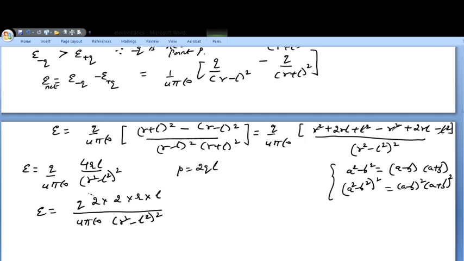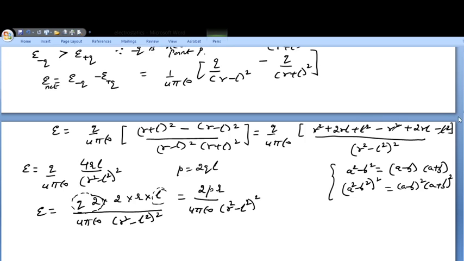So 2 Q and L is P. So this can be written as twice P R upon 4 pi epsilon naught (R square minus L square) the whole square. So this is the expression for your electric field.